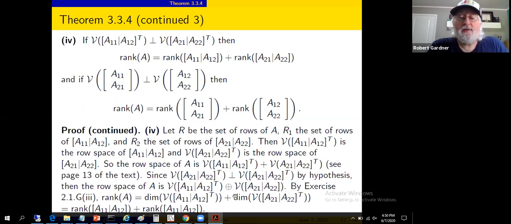And when we had those types of direct sums, we've said in that exercise, then you can add dimensions, so that the dimension of the row space of A is the sum of the dimensions of the row spaces of the other two. Row spaces have come to us as column spaces of transposes. But anyhow, the dimensions add as claimed, and so the ranks add as claimed. After all, the ranks are dimensions of row spaces or column spaces. We know those to be equal.